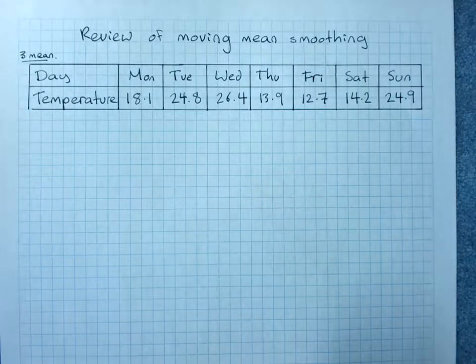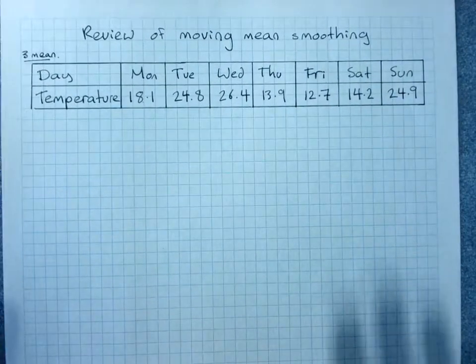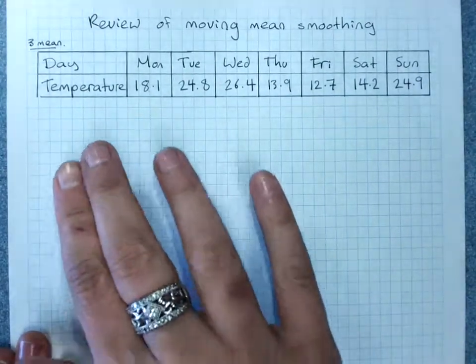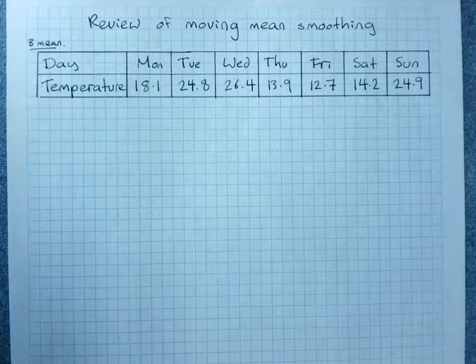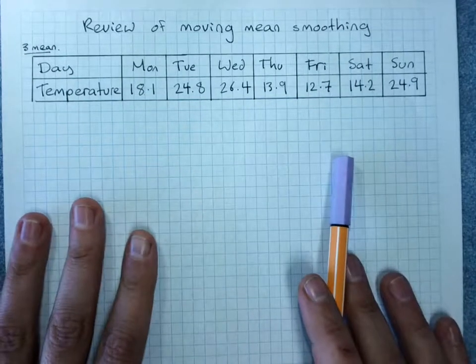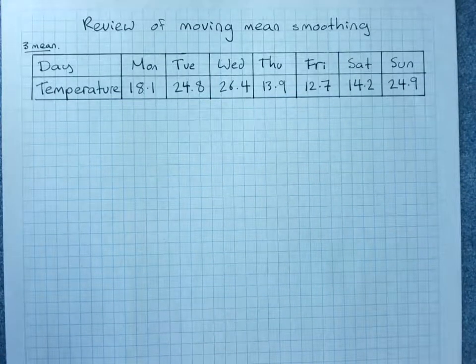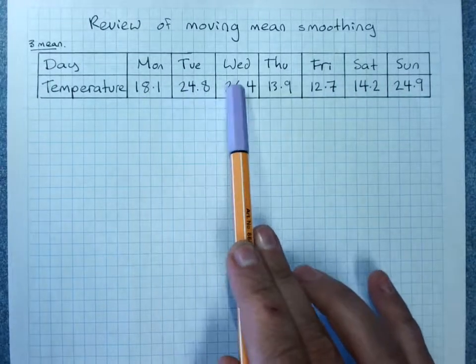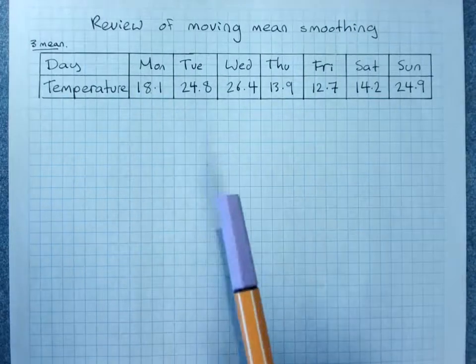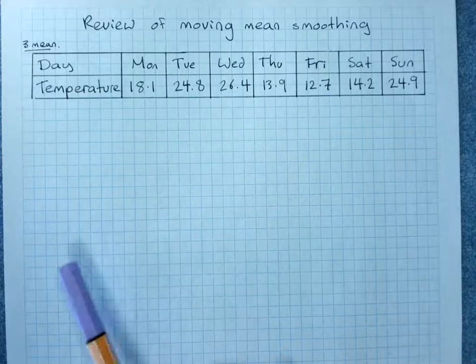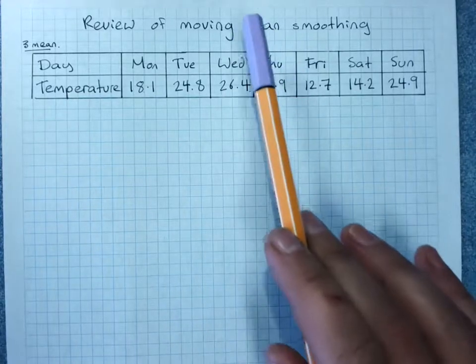A review of moving mean smoothing. So we have gone through why we would smooth and how we would graph our smoothed data, but I suspect we'd like to review just how it's done. There's a difference between moving mean smoothing and moving median smoothing. Moving mean we do by calculating the average from a table of values. Moving median we do straight onto a graph. So there's a big difference between the two. One's mean and one's median.